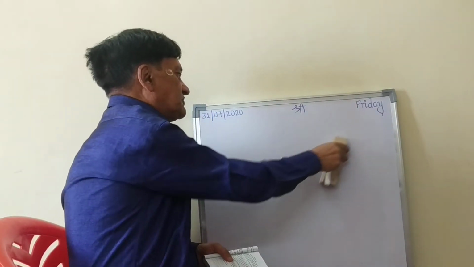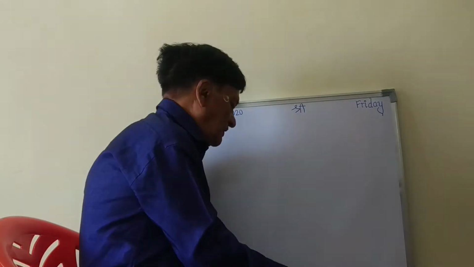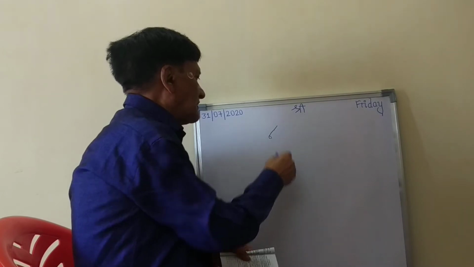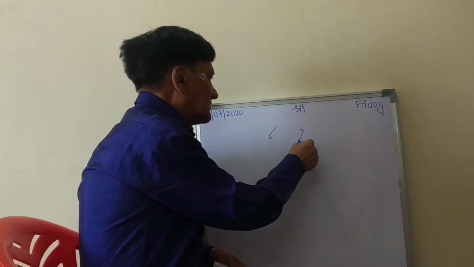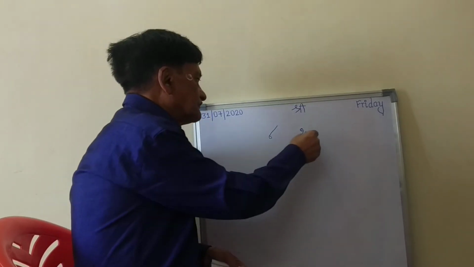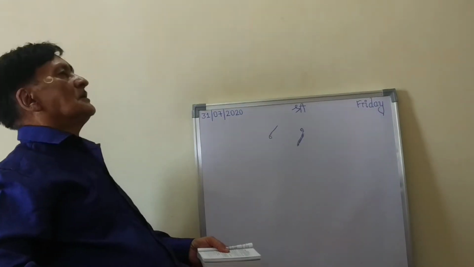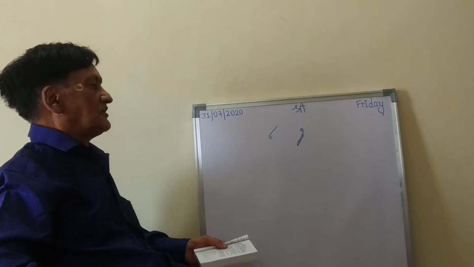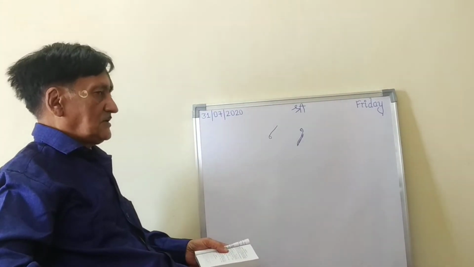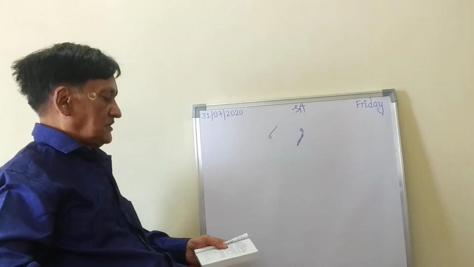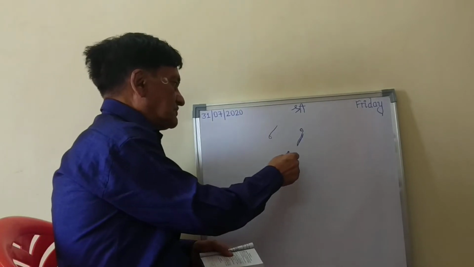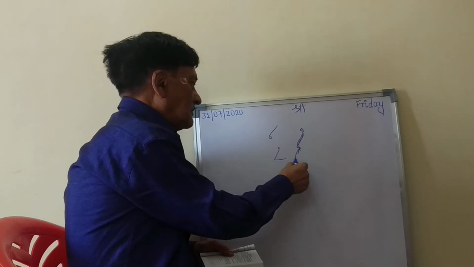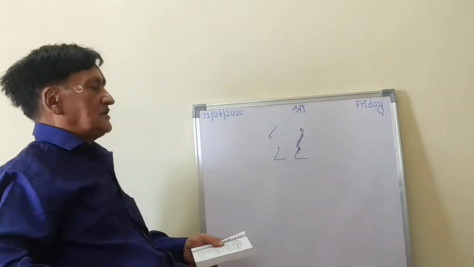The consonant H has also two forms. One is the upward form of H, the other one is the downward form of H. This upward form of H is the most commonly used form of H. In 99% of the cases we always use the upward form of H. The downward form of H is used only in two cases, when H is immediately followed by K and G. We use the downward form.